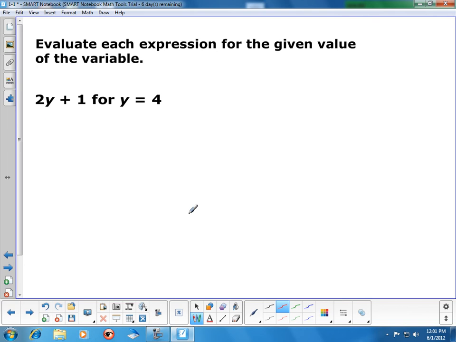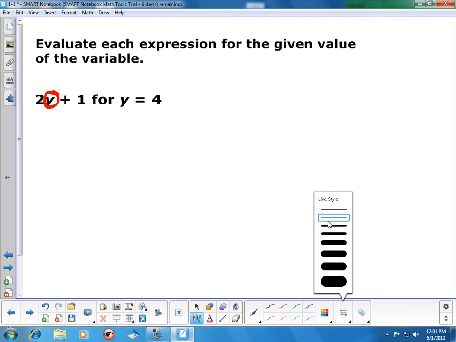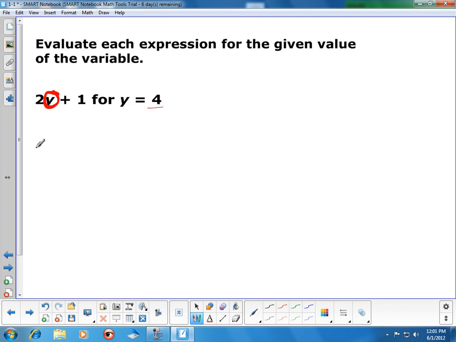Again, we're going to do the same thing. I need to substitute a value into my y right here, which is going to be 4. So I need to substitute that 4 in there. So I'm going to have 2. I'm going to use parentheses to separate these, okay? Because this 2y means 2 times y. Okay, so this means 2 times 4 is what that means.